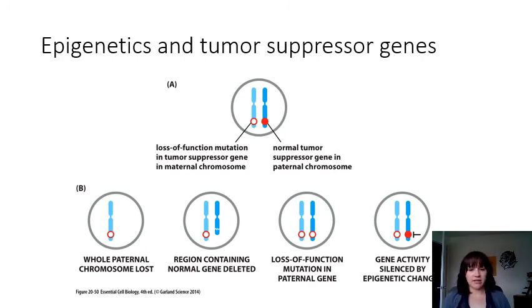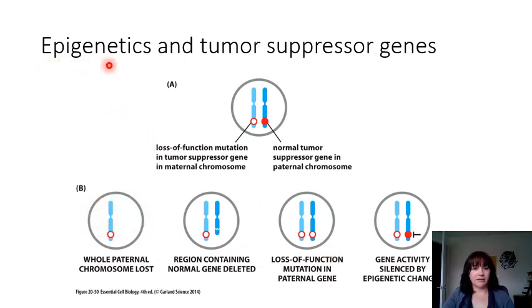So we've talked about gaining a mutation in the other allele. So we can see that in this second example, there's a gene deletion. If, for example, the paternal chromosome is lost, you've lost your second chance, that cell is going to become cancerous.